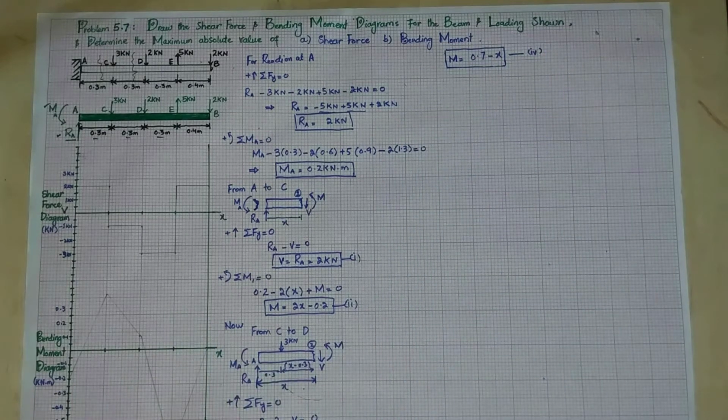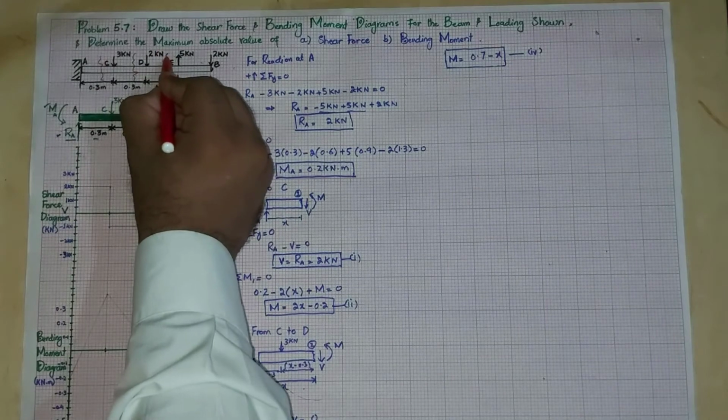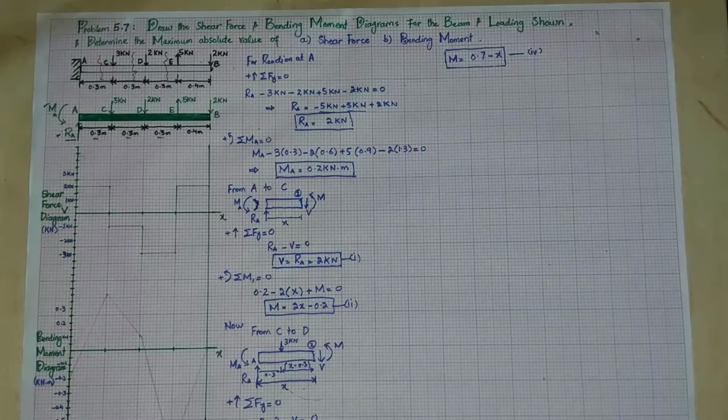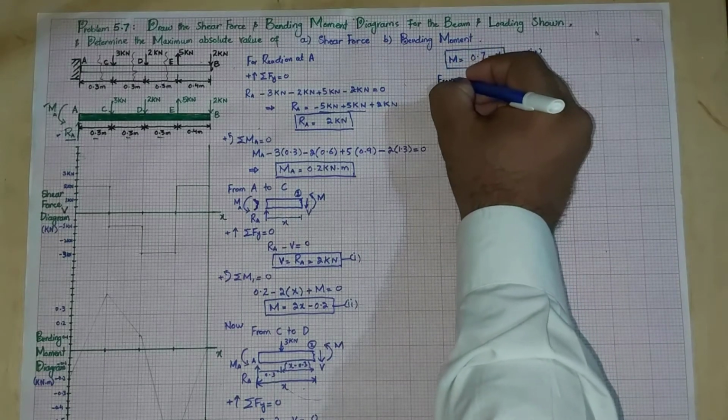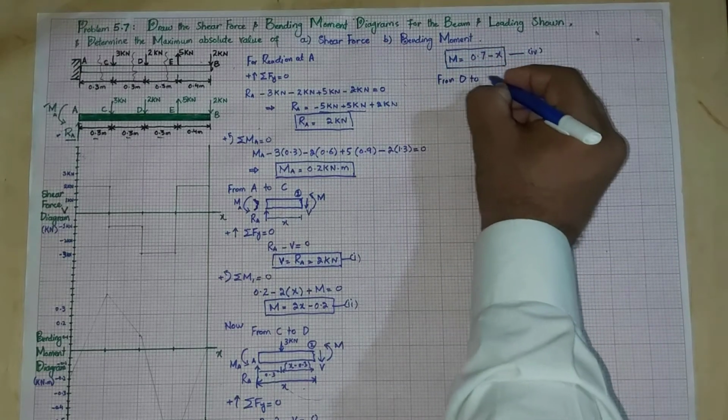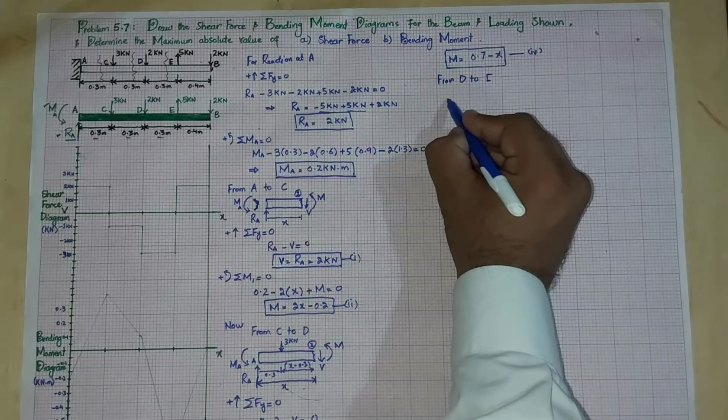Now we will take the third section, and the third section will be here from D to E. So from D to E, I will again draw the beam.